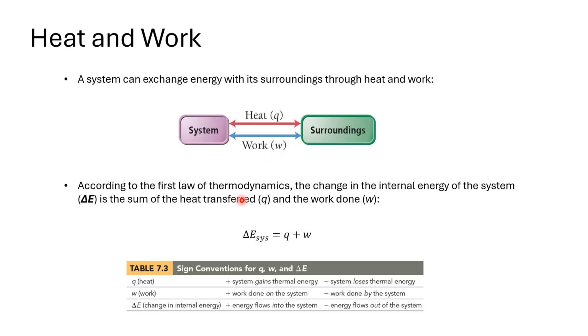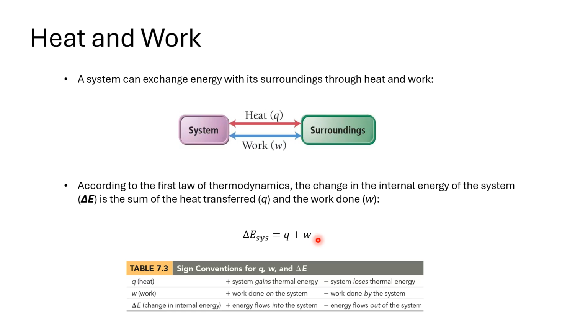And according to the first law of thermo, we talked about how the change in internal energy of a system, also known as delta E, remember we described that internal energy of a system is E, but the change in internal energy of a system is delta E. We described this as the sum of the heat transferred and the work done. All right, so we looked at this equation last time. SYS over here stands for system, right? So again, the change in internal energy of a system is equal to the total amount of heat plus work done.